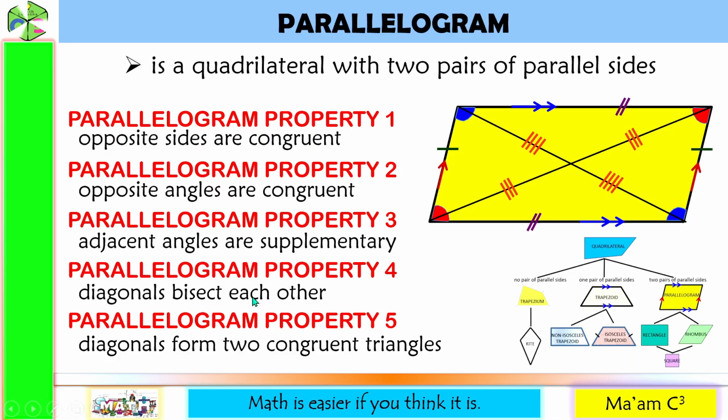Here are the properties. Number one, opposite sides are congruent. Number two, opposite angles are congruent. Number three, adjacent angles are supplementary, meaning the sum of two consecutive angles measure 180 degrees. Number four, diagonals bisect each other. And last one, diagonals form two congruent triangles. Once again, a parallelogram is a quadrilateral with two pairs of parallel sides.